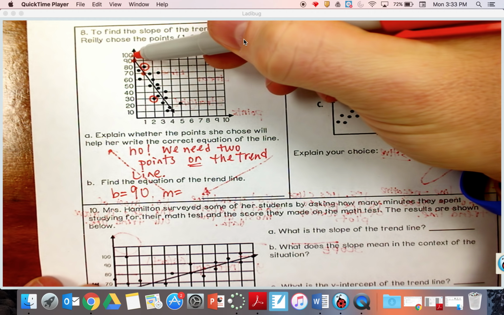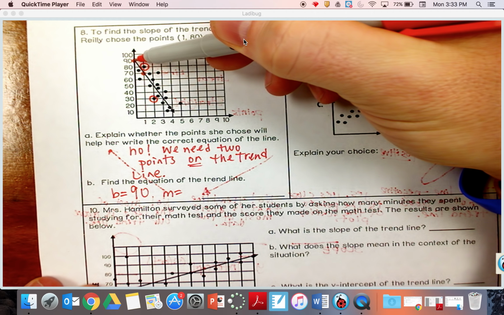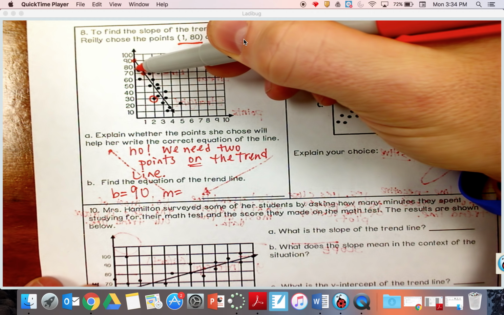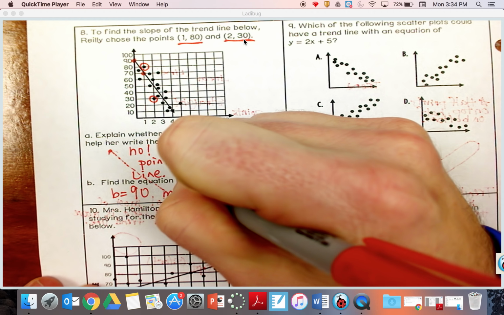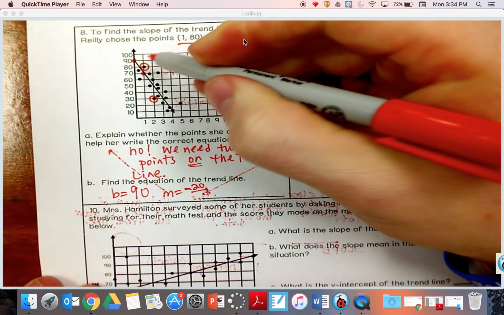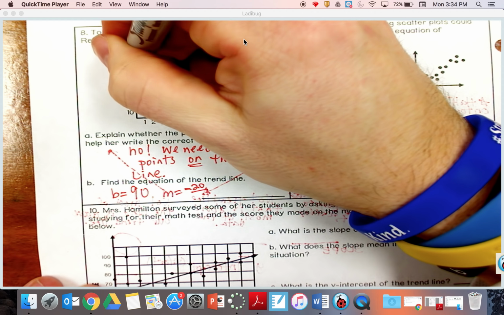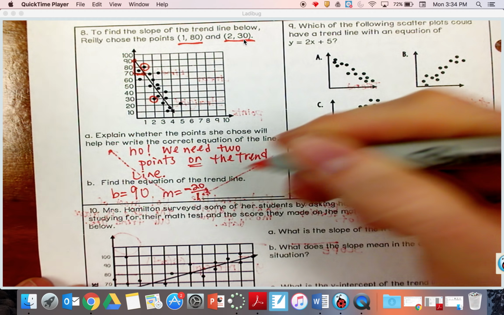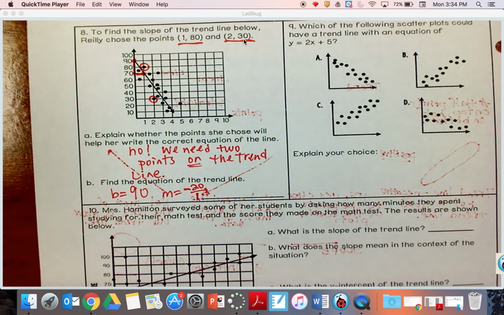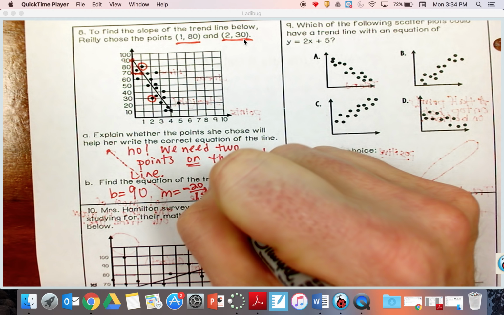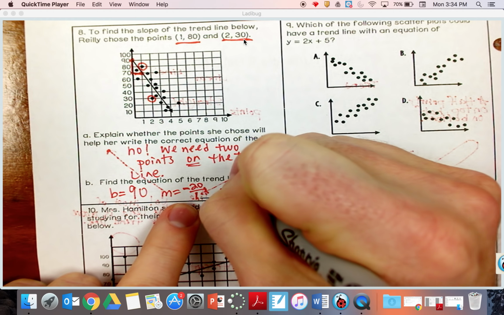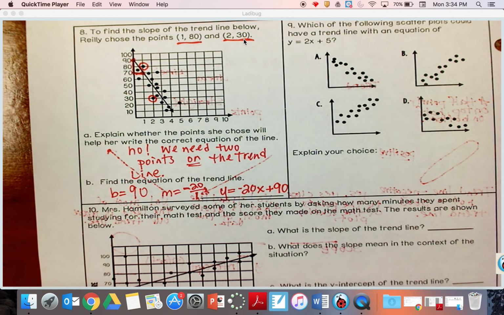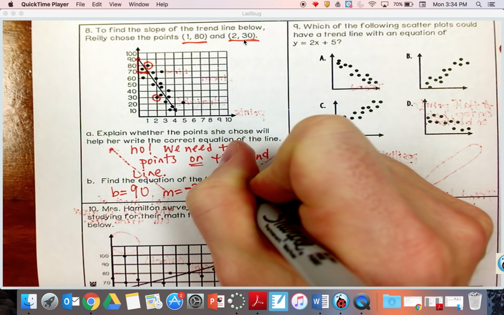Now remember, this slope is negative, so I have to go down. So how many did I go down? I went 90 to 80 and 80 to 70. So that's 10, 20. So I went down 20. And how many did I go over? I went down 20, and I went over 1 unit there. So my slope is negative 20 over 1. And then remember, I write my equation. Y is equal to my slope, negative 20x, plus my start, or my y-intercept, 90. So there would be my equation of my trend line. Okay?